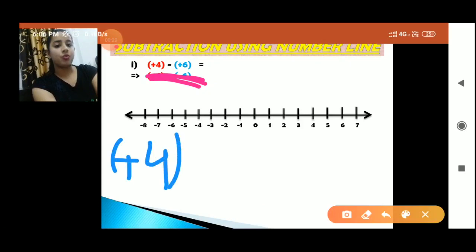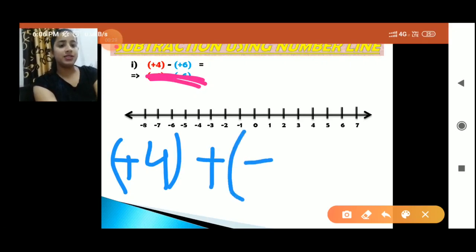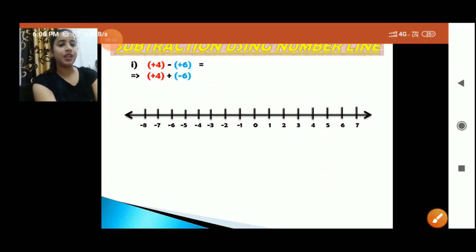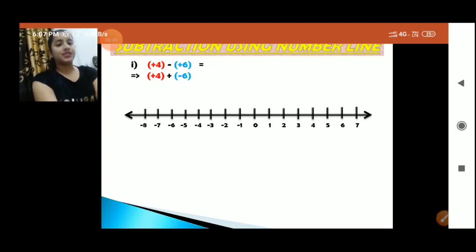So first write the first number as it is, then change the sign of minus as plus, and the other number plus 6 becomes minus 6. That is, we have to change the sign of the negative as positive, and the rest of the numbers, that is plus 6, also as minus 6. Here it is, that is plus 4 plus minus 6.